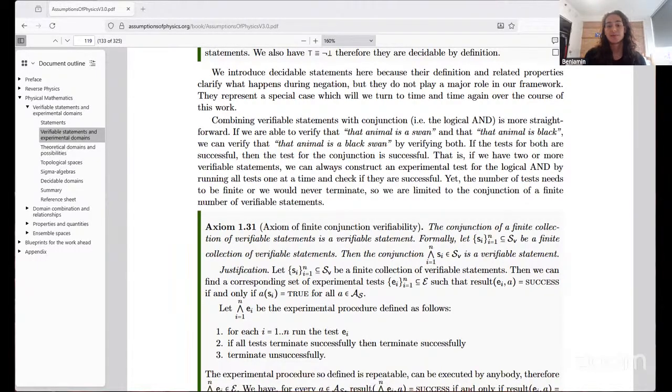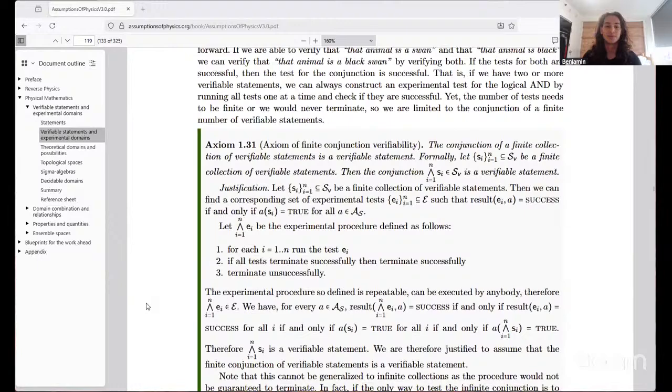Combining verifiable statements with conjunction, i.e. the logical and, is more straightforward. If we are able to verify that the animal is a swan and that that animal is black, we can verify that that animal is a black swan by verifying both. If the tests for both are successful, then the test for the conjunction is successful. That is, if we have two or more verifiable statements, we can always construct an experimental test for the logical and by running all tests one at a time and checking if they're successful. Yet, the number of tests needs to be finite or we would never terminate, so we are limited to the conjunction of a finite number of verifiable statements.